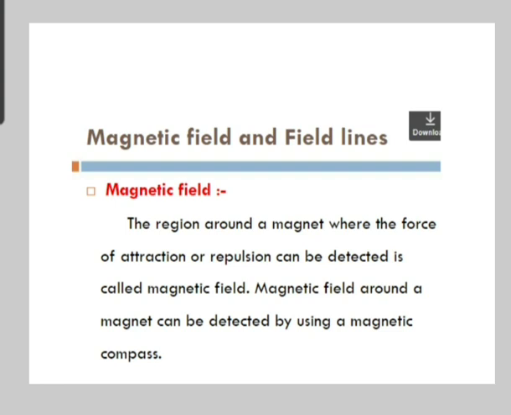Magnetic fields are produced by moving electric charges and intrinsic magnetic moments of elementary particles associated with a fundamental quantum property, their spin. The magnetic field and electric fields are interrelated and are both components of the electromagnetic force, one of the four fundamental forces of nature.